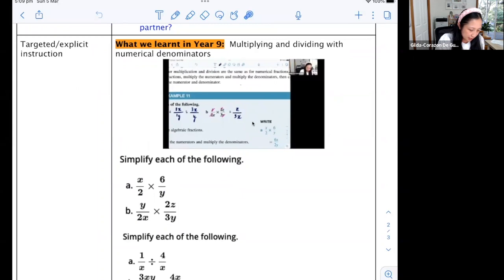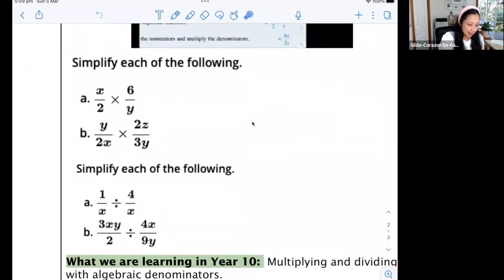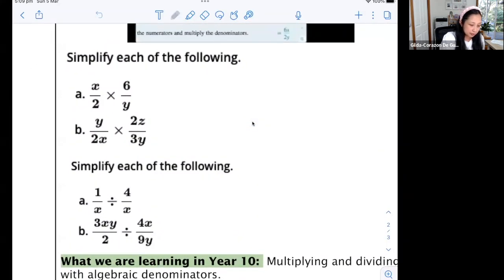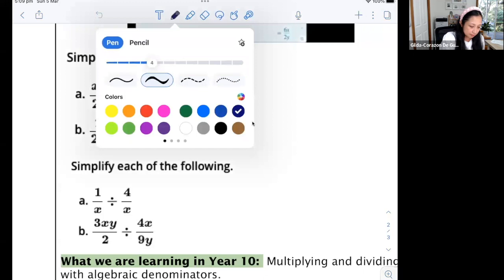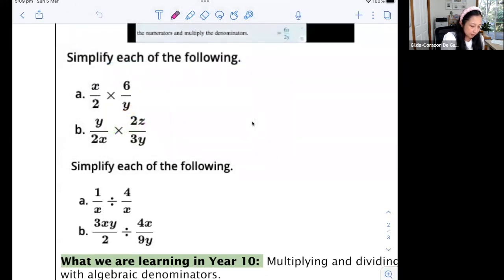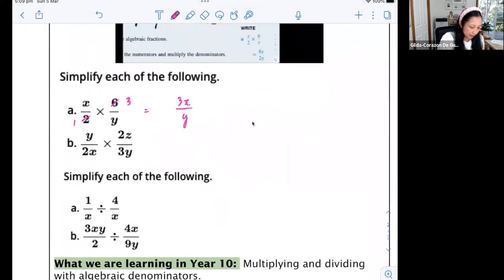The first one there, we've got x over 2 times 6 over y. We said that when we multiply, well, we could look for some common factors, right? And therefore we've got 6 and 2, that becomes 3, and that becomes 1, and therefore we've got 3x over y.